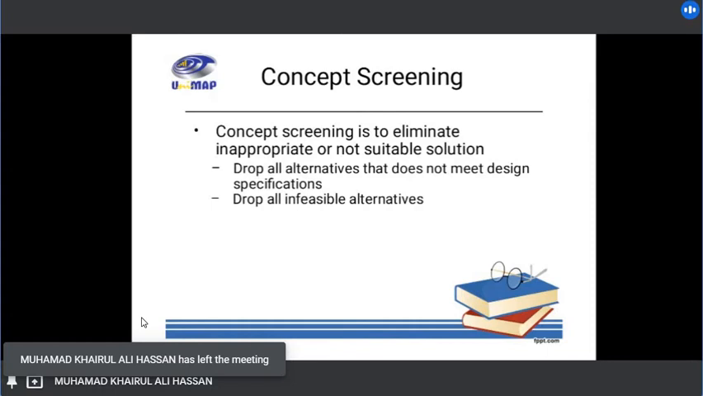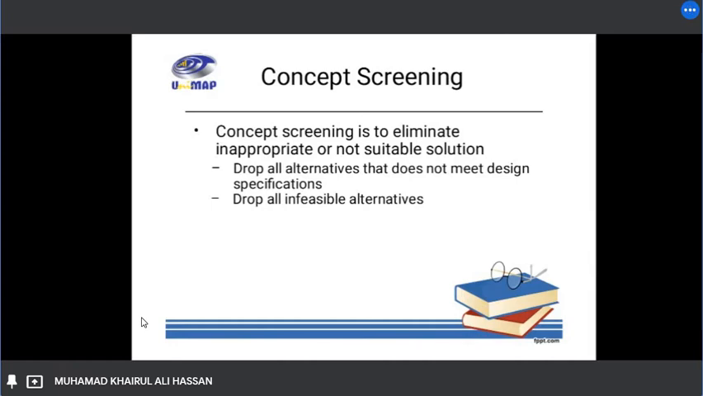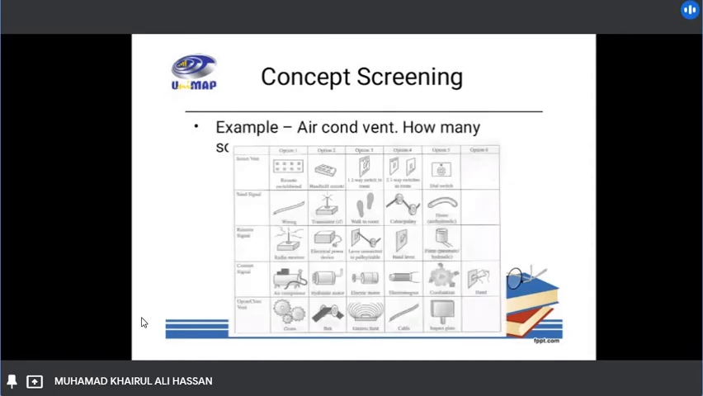Is this design reliable or not? Does this design show the functionality or not? So you need to evaluate many things in order to eliminate. If you find more weaknesses for this concept, you can eliminate this concept. And then you continue to the second concept, the third concept. Okay, this is an example.